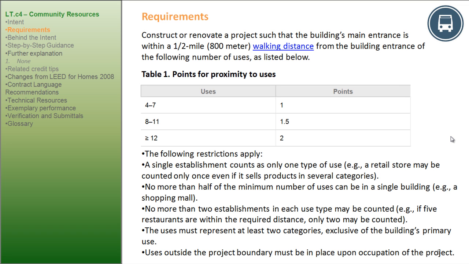Table 1. Points for proximity to uses. 4 to 7 uses, 1 point. 8 to 11, 1.5 points. And more than 12 is 2 points.